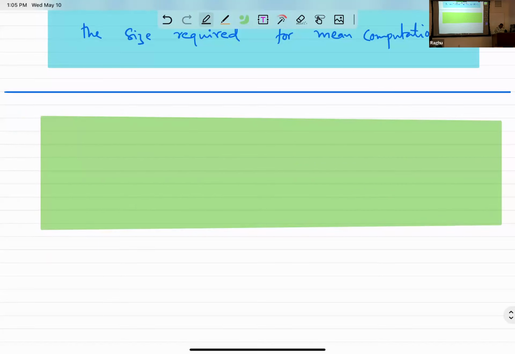So there's two high-level methods for getting privacy. One is called input perturbation. Input perturbation is what the name suggests. What do you think it is? Exactly, right.